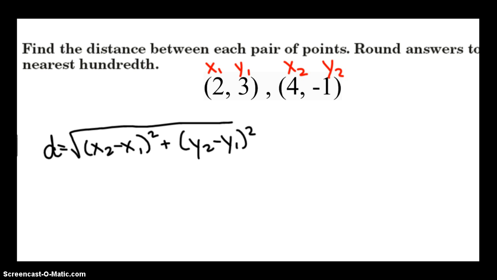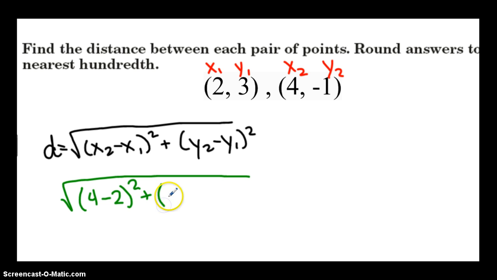So I'm going to call this (x1, y1), and this (x2, y2). It does not matter which one you actually call (x1, y1) or (x2, y2) as long as it's consistent within the ordered pair. Meaning, if this is x1, this must be y1, not y2. So now we're just going to substitute in our values. So, substituting in, just be careful of those minus signs, those negatives. We would get (4 minus 2) squared plus (-1 minus 3) squared.